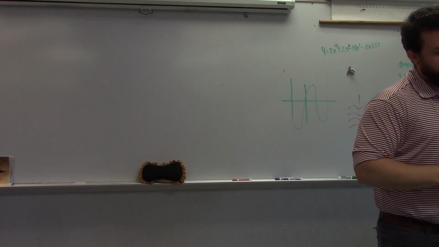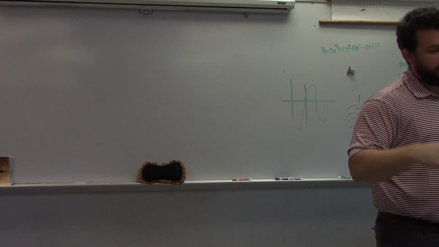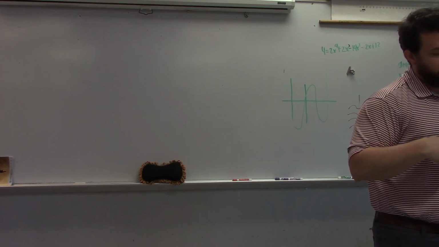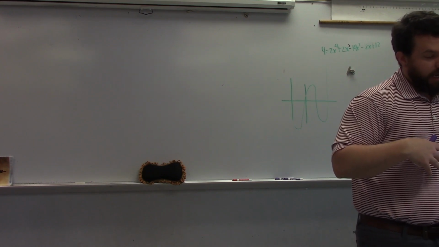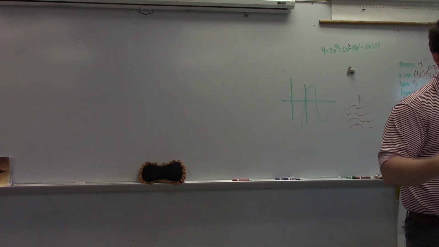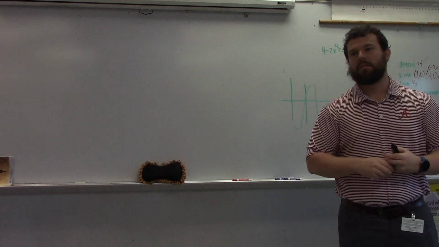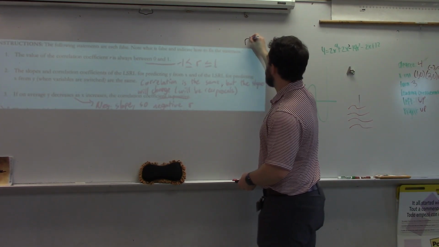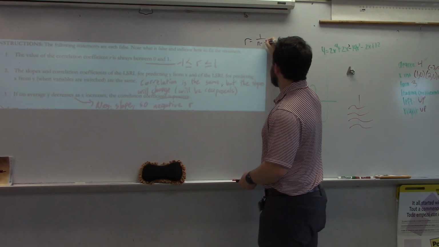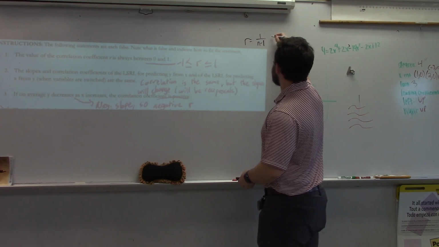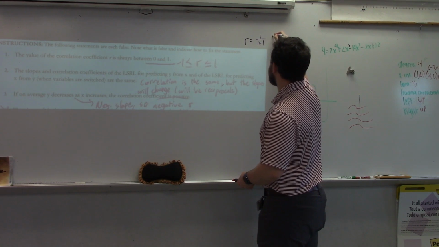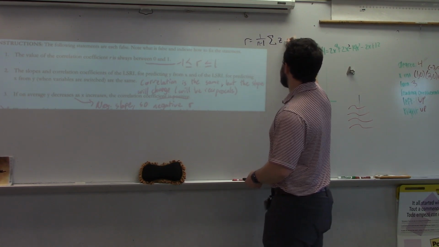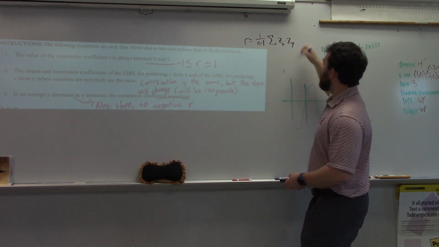Slopes and correlation coefficients of the least squares regression line for predicting y from x, and of the least squares regression line for predicting x from y, right? So when the variables that are switched are the same, right? How do we calculate r? It's not the sum of z of x and the sum of z of y. It's the sum of z x times z y.